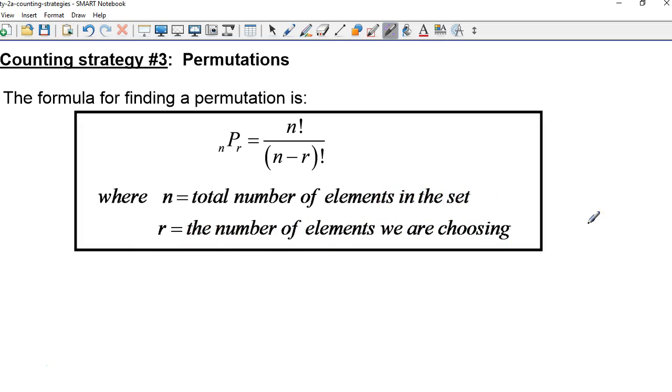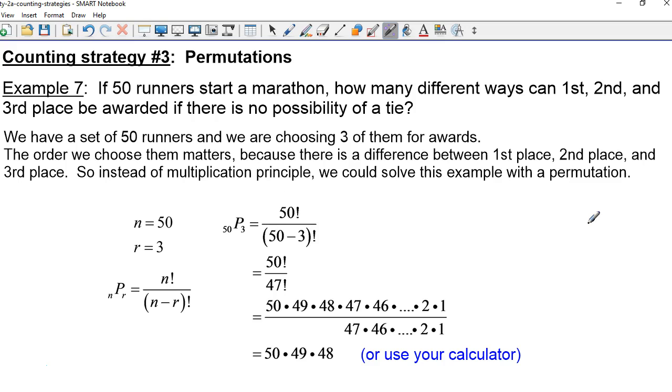Okay, so this is the formula if we wanted to compute this by hand. Let's go ahead and use this formula, and we'll show you how you can use it. I'll also show you how it works on a calculator if we wanted to solve that same problem. We have 50 runners. We're choosing 3, one to be first, one to be second, one to be third. So order matters because there's a difference between first place, second place, and third place. So we could do this with a permutation.